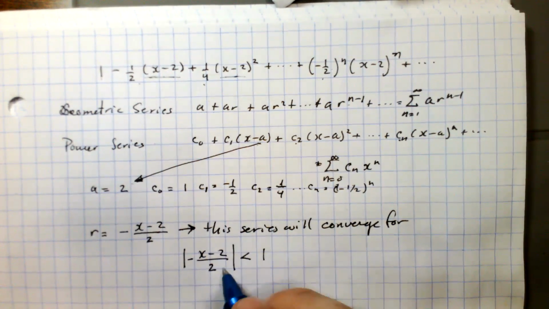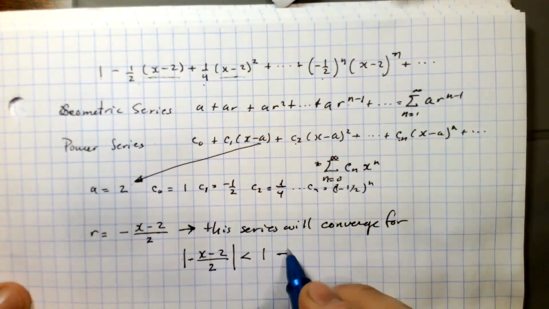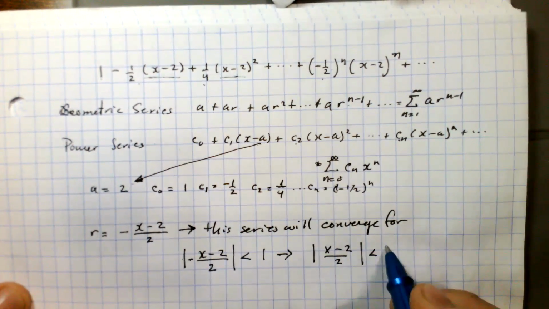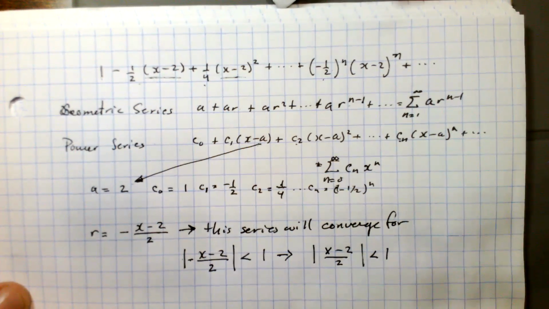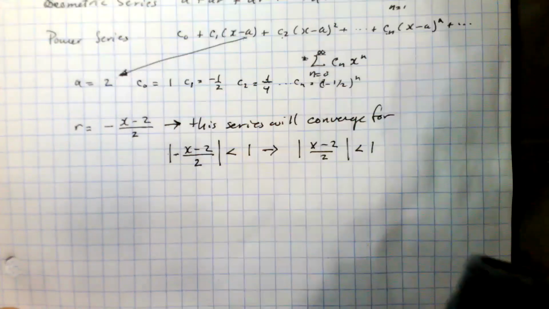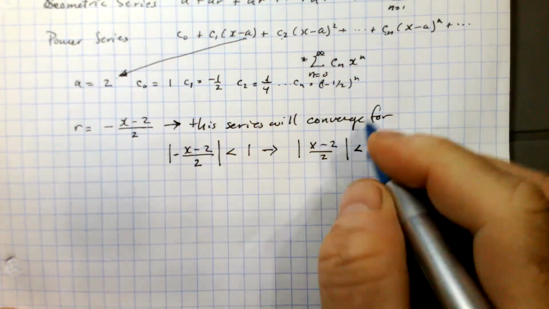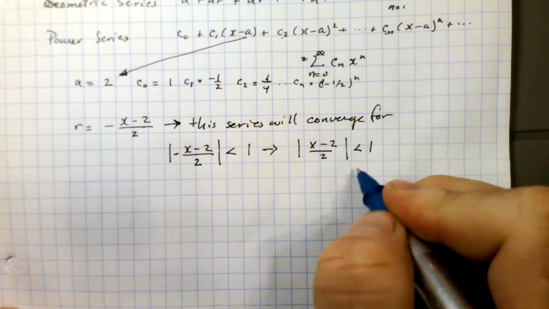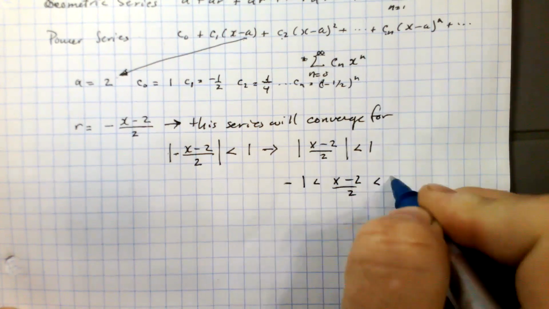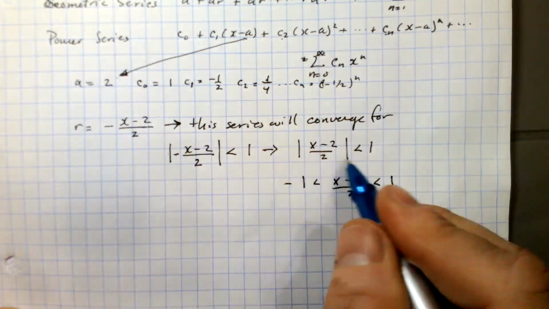Since the negative in the absolute value can be absorbed, we can just write this as the absolute value of (x minus 2) over 2 less than 1. And if we open up the inequality here, we get negative 1 is less than (x minus 2) over 2 is less than 1. That's just opening up the absolute value.